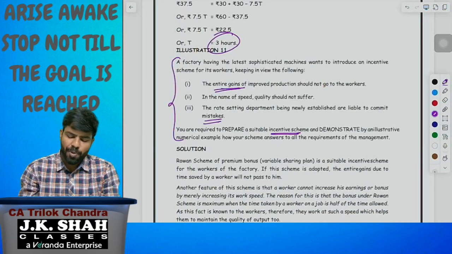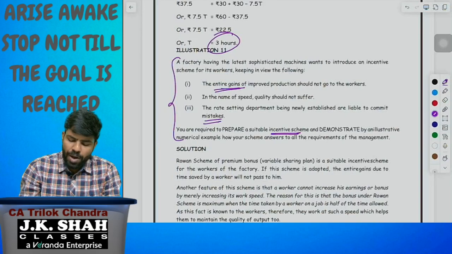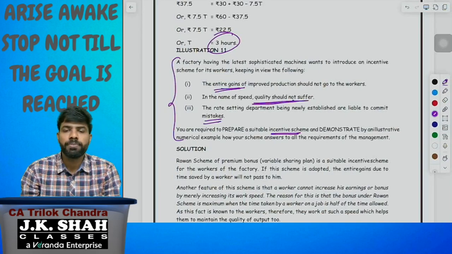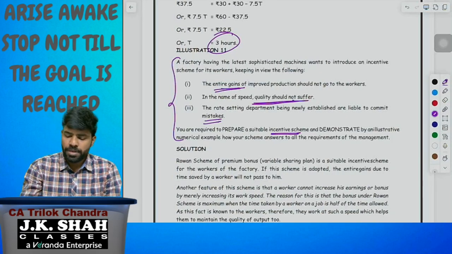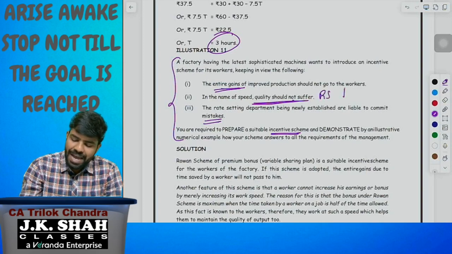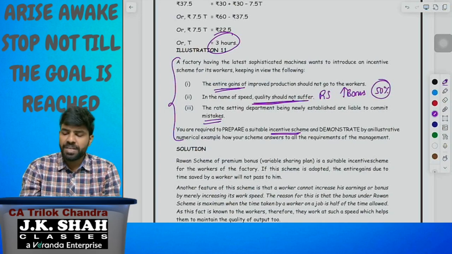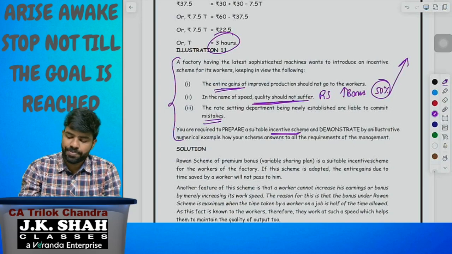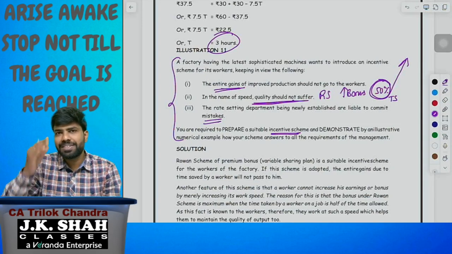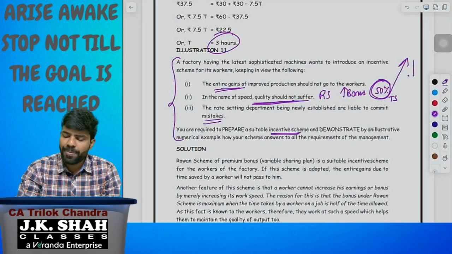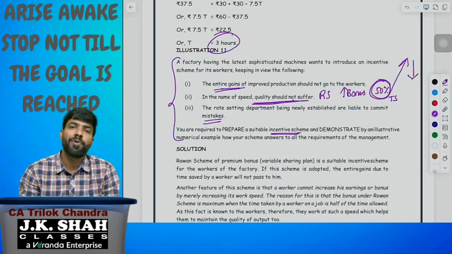Okay. Look at the second point. In the name of speed, quality should not suffer. Please understand, under the Rowan scheme, the maximum bonus is possible at 50%. If time saved is 50%, then the maximum bonus is possible. If they are saving more than 50%, their bonus will be decreased.